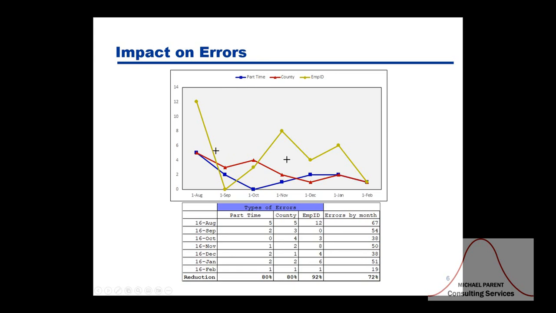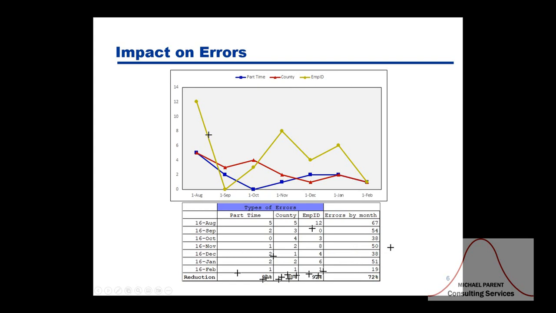And that's actually what our aggregate impact of errors shows. We see that where we were when we started, we had improved by an 80% reduction in errors for the part-time, full-time issue. We improved by 80% for that county code issue, and we improved by over 90% for that missing or invalid employee ID. So you can see here, just by focusing on these 3 things and also having that dashboard, we're able to reduce the total errors per month by 72%.